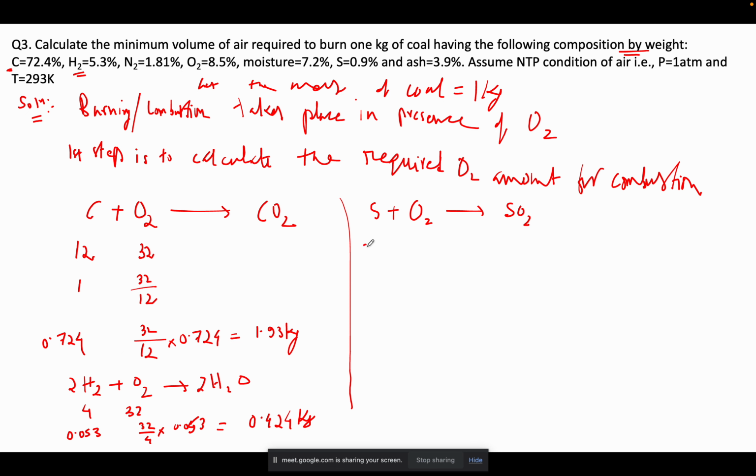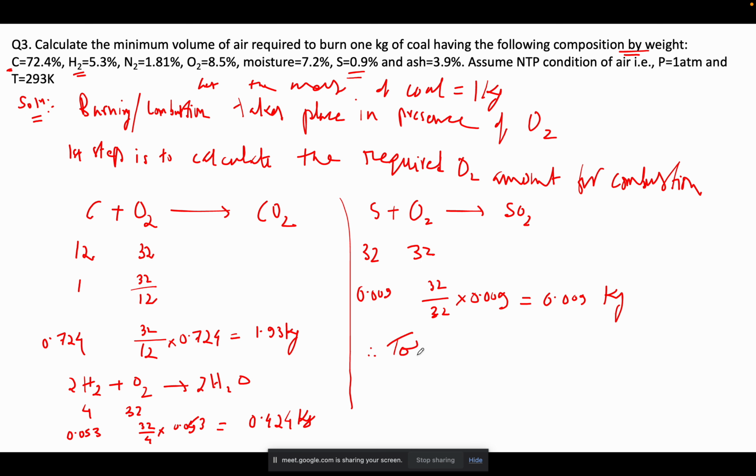Okay, 32 and this is also 32. So how much sulfur is present? 0.009 kg of sulfur is present. So that means it will be 32 by 32 into 0.009, that is basically 0.009 kg.